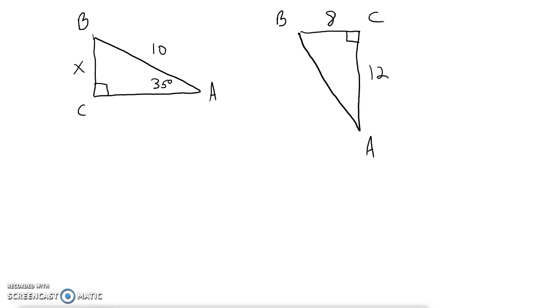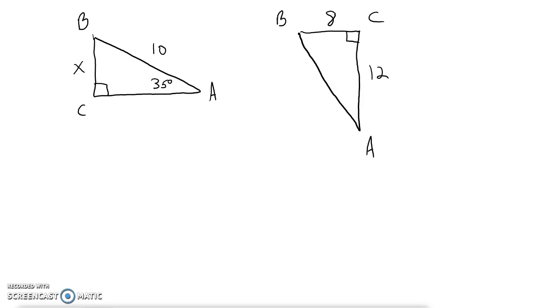Here are two problems involving some right triangle trigonometry. Let's say we work on the first one here. We've got to find side BC, which is labeled X. I see that I'm given angle 35 degrees, and I'm given the hypotenuse of 10. And so I see that X is opposite of the 35-degree angle, and I'm given a hypotenuse.